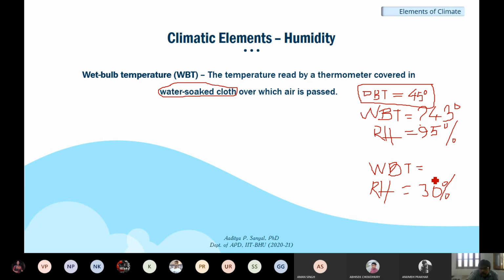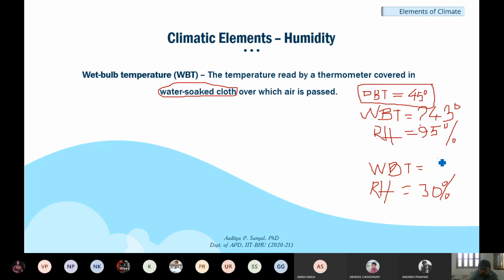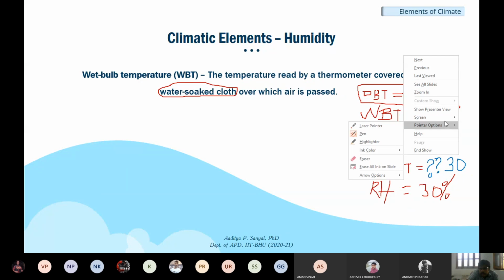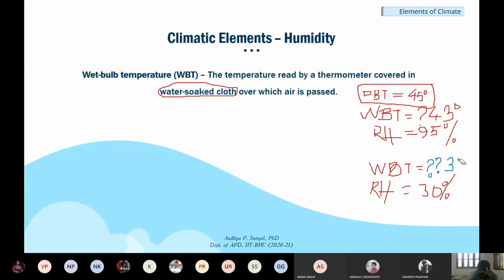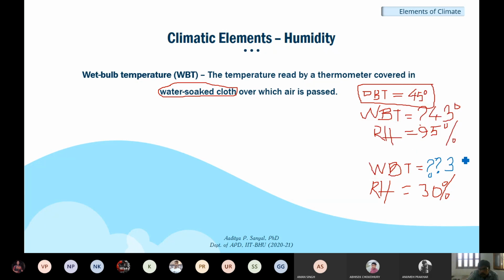Tell me, with this we'll end the class today. What will be the WBT? Here, I believe 43 is the right answer. How much will it be now? Sir, less than 43. Less than 43, yeah. To around how much? Say 30 degrees Celsius. To remove my confusion, what I will do is around 36 degrees Celsius.